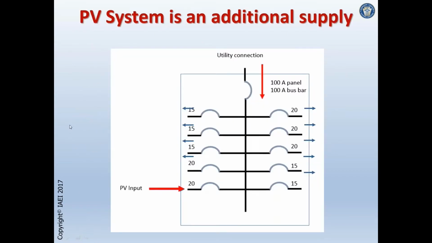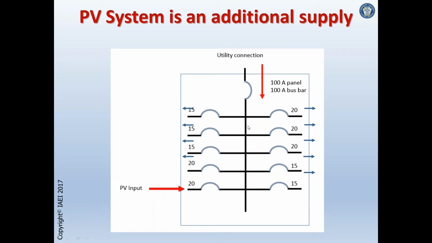Here's a good illustration of that concept. If we have a PV input or an inverter input to an AC distribution panel board, it's an input. It's providing current to these bus bars, along with possibly the utility in this case. The utility, the 100 amp main breaker at the top, PV input, this 20 amp breaker at the bottom, but both of those are supplies.